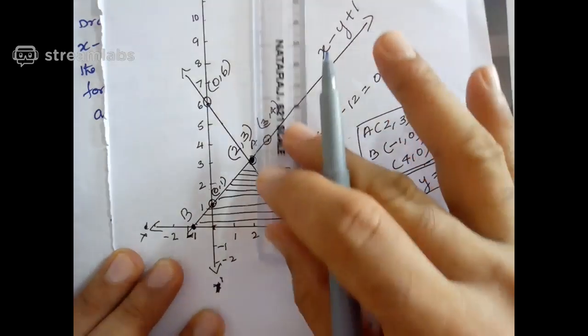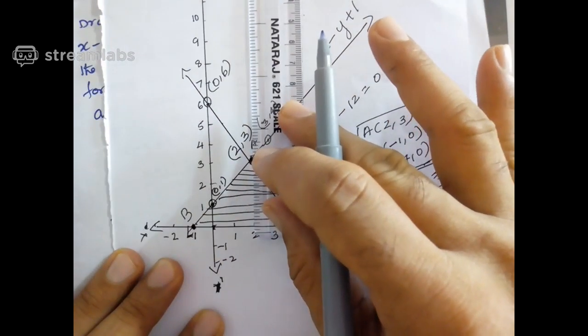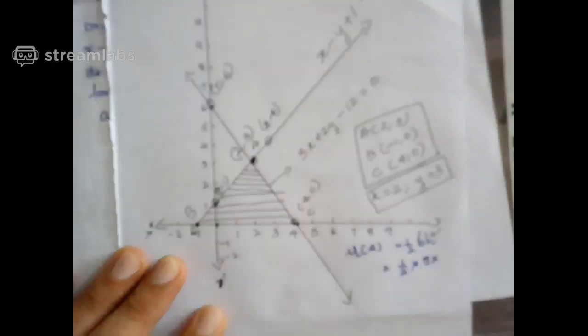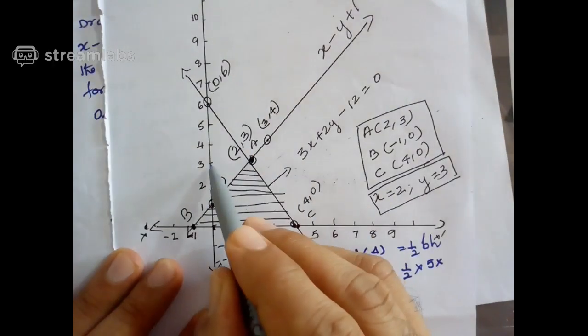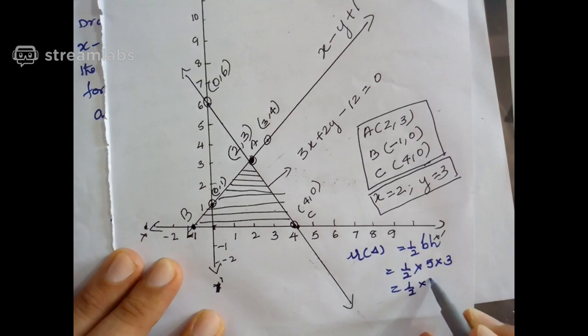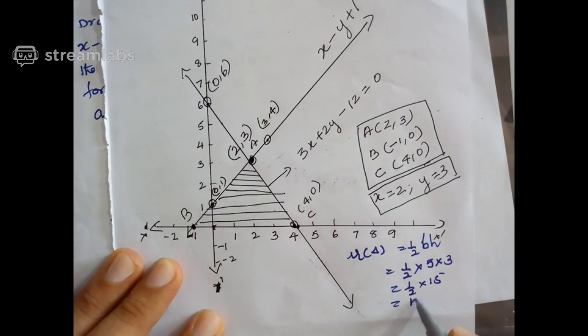What is the height? Perpendicular height is from here to here. That is the y coordinate. That is 3 units, isn't it? From here to here, it is 3. Height is 3. So what is half into 15? That is 15 by 2 square units. This is how you can find the area.